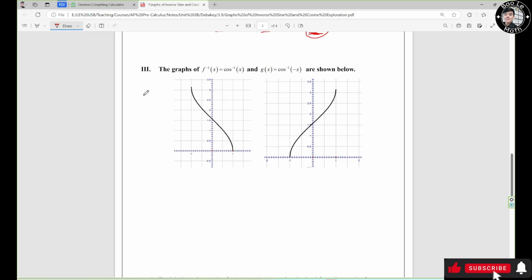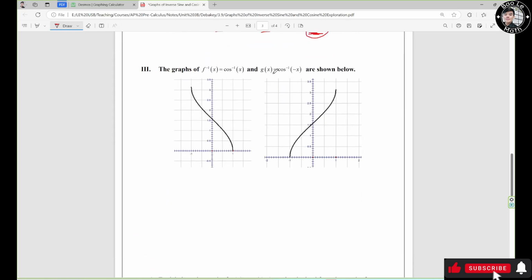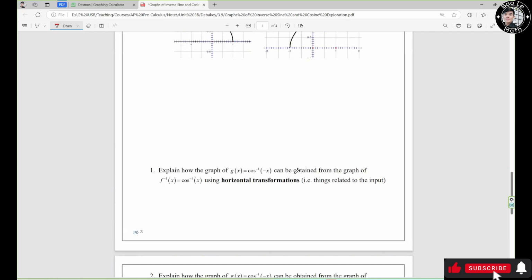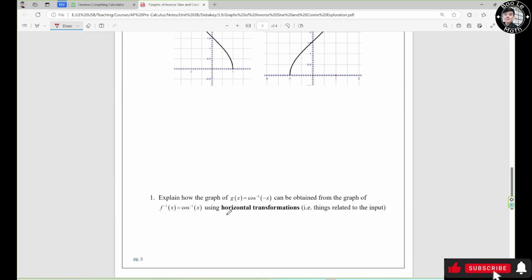Now let's move on to problem number 3. The graph of f inverse of s equals inverse cosine of s and g of s equals cosine inverse of negative s is shown. Now question number 1. Explain how the graph of g of s equals inverse cosine of negative s, which is this one right here, can be obtained from the graph of f inverse of s equals inverse cosine of s, which is this one right here, using horizontal transformation, which means the things related to the input, right?